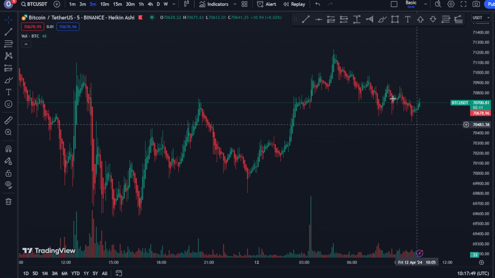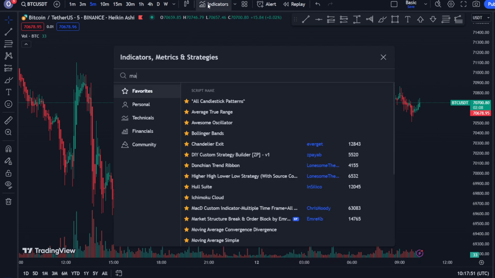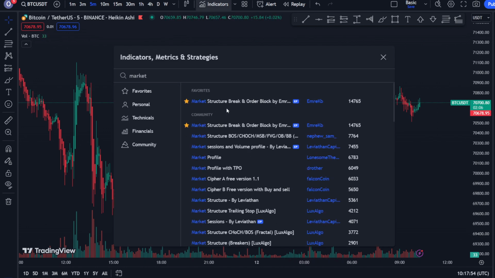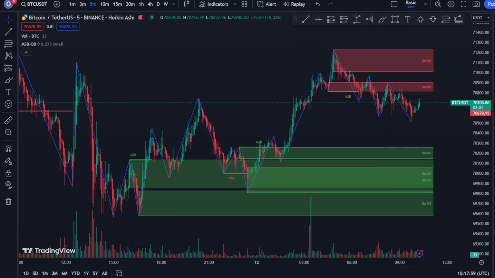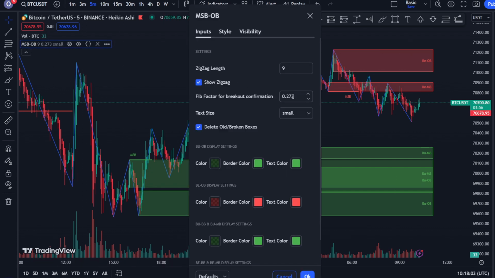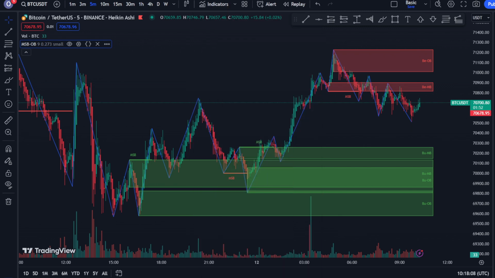Open the indicator tab and type in Market Structure Break and Order Block by MREB-KB. Open the settings of this indicator and change the fib factor to 0.273. Make sure the zigzag option is on and leave the rest as it is. We will now see a red and a green block on our chart.